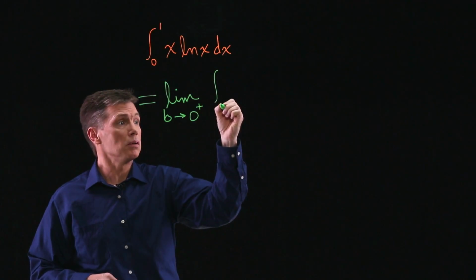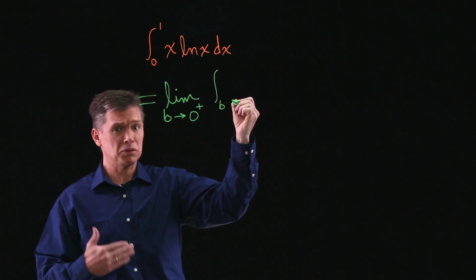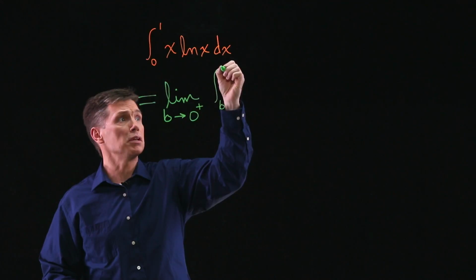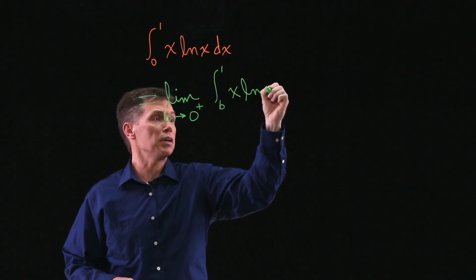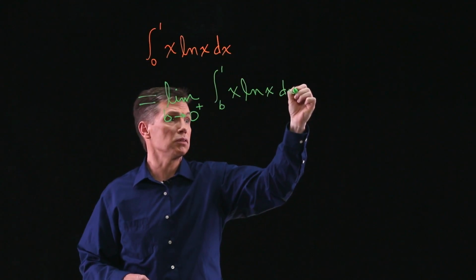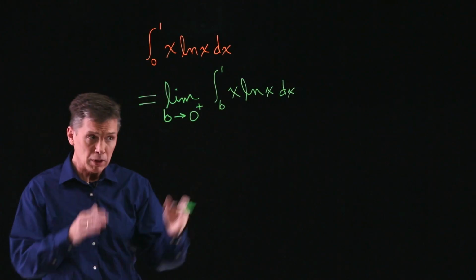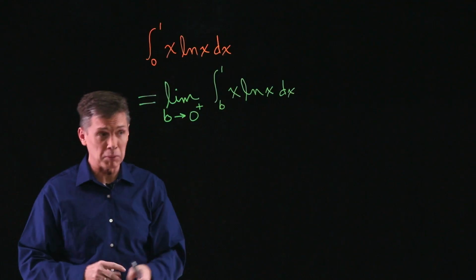And then our integral really just changes the limits of integration. We put a b in place of that 0. The 1 is still there. The x natural log of x dx is still there. Okay, so that's the new limit problem that we've got to solve.